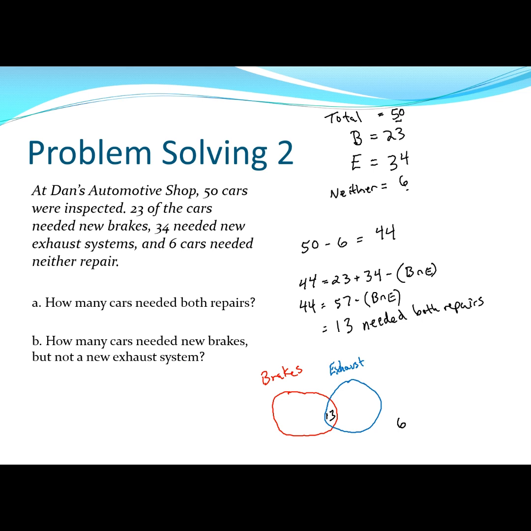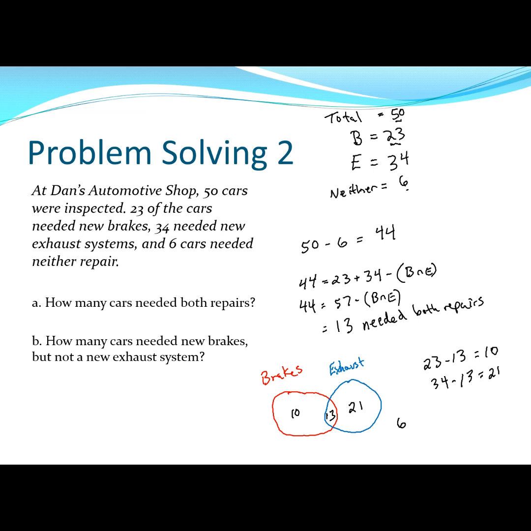So we know that 23 needed brakes. So we're going to say 23 minus 13. That's going to equal 10. So that means 10 cars only needed brakes. And then for exhaust, we have 34. We're going to subtract 13. And that leaves us with 21. So 21 needed just the exhaust system.